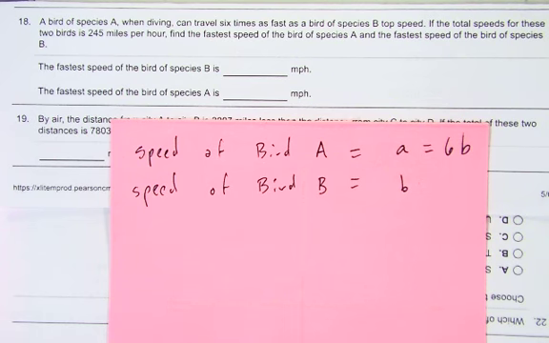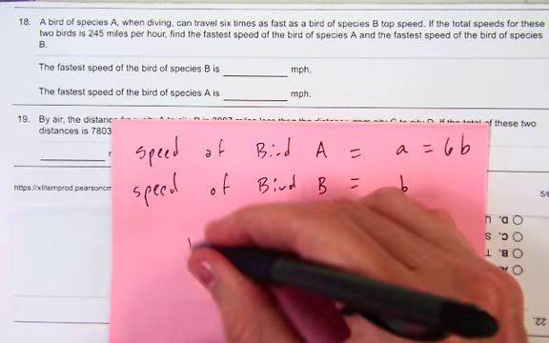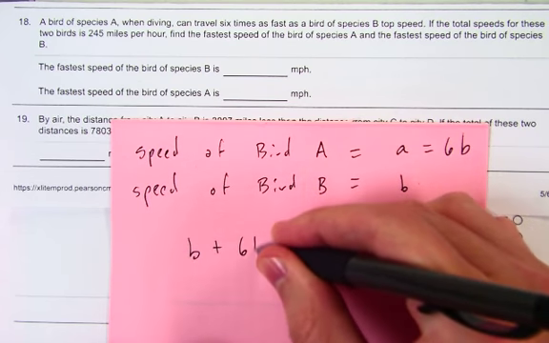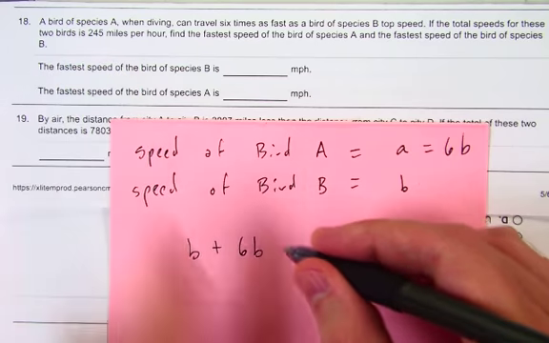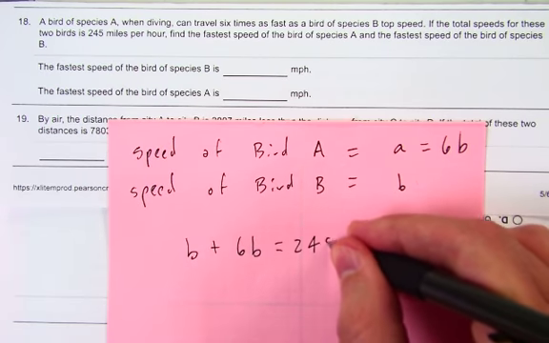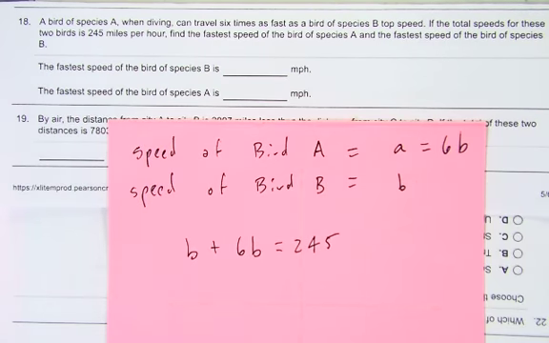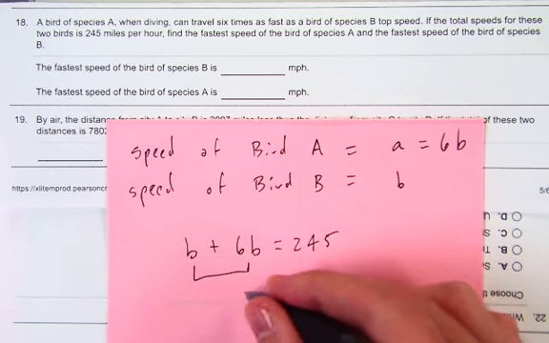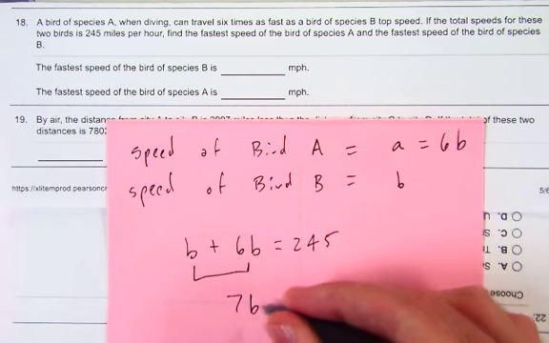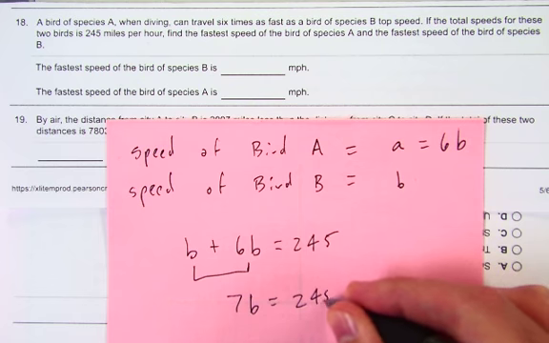So what we're going to do next is we're going to take these two expressions and we're going to total them up, which means we're going to add them, and then it tells us here that that is 245 miles per hour, and we've got our equation now. Okay, and now actually solving this equation, it's not too bad. We're just going to work it out, and like terms here, so b and 6b, we can add those together just using all the same strategies that we did before.